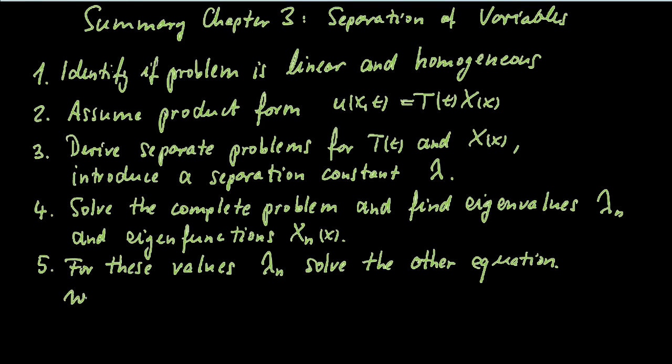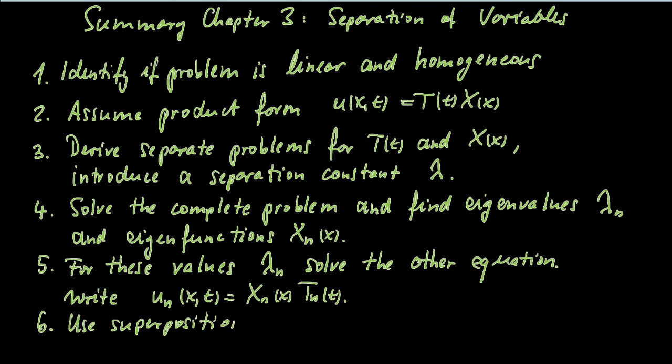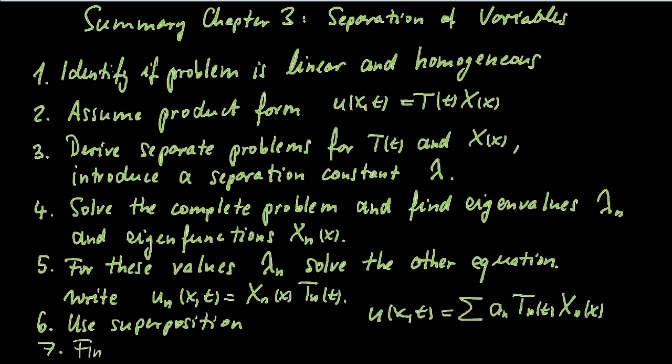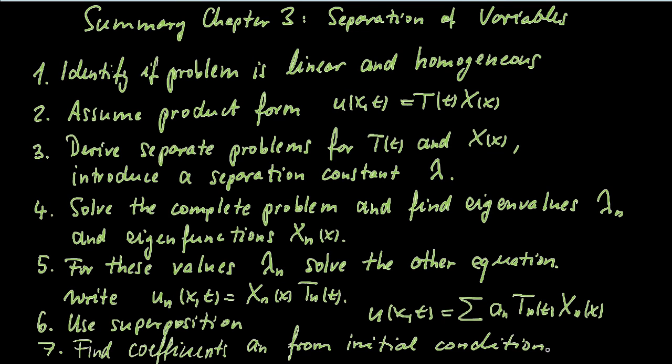So having the Tn and the Xn, we can combine them, and then the un are written as Xn of x, Tn of t. These are the elementary solutions, which we then, step 6, use the superposition principle to sum them all up. So we write the solution u of x and t as the sum of an, Tn of t, Xn of x, and an are coefficients, which we just don't know just yet. But in the last step then we use the initial condition to find the coefficients an. And typically this then leads to finding a Fourier series, which we did in the previous chapter. So, 7 steps.